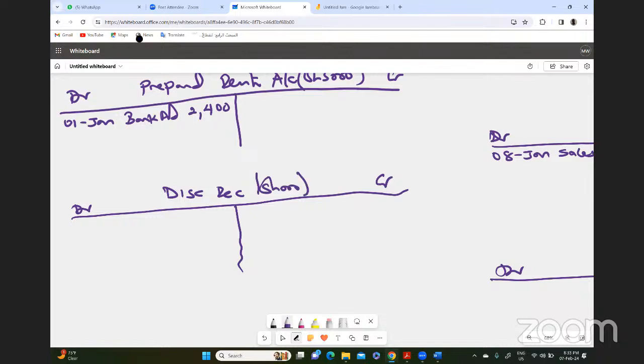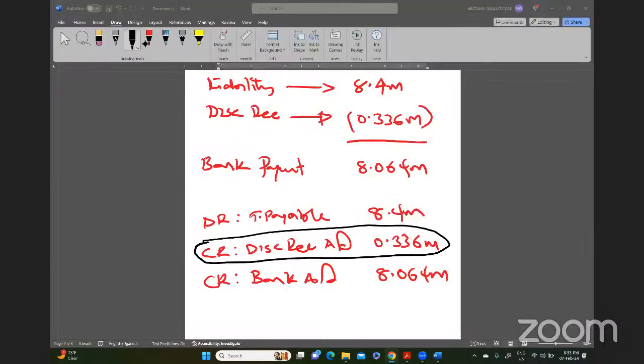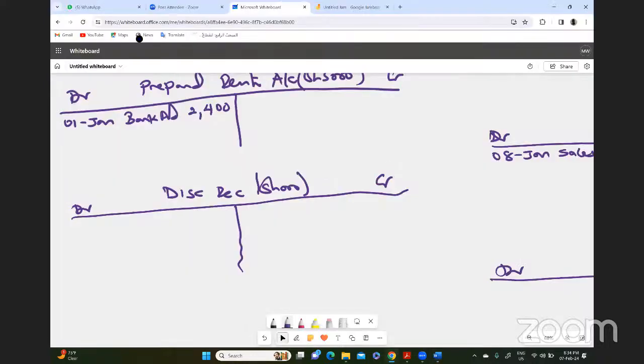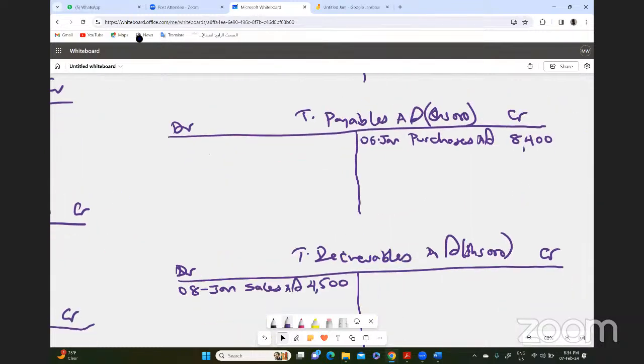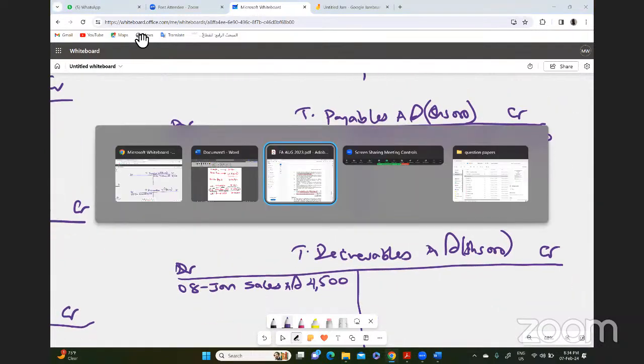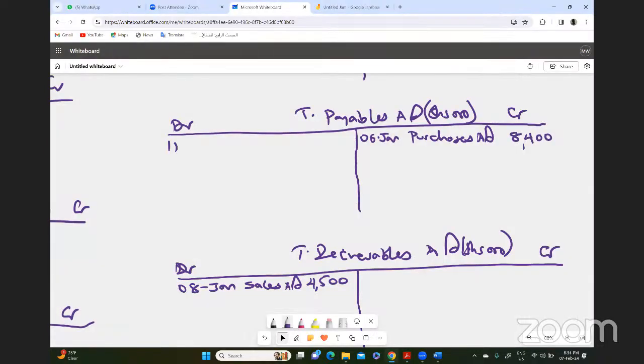Okay, so let's pass those entries. Number one, what are we debiting? We are debiting trade payables, not so? So let's look for our trade payables. Yeah, we have the trade payables around there. On which day? On 11th of Jan. So we are writing off the entire 8.4.